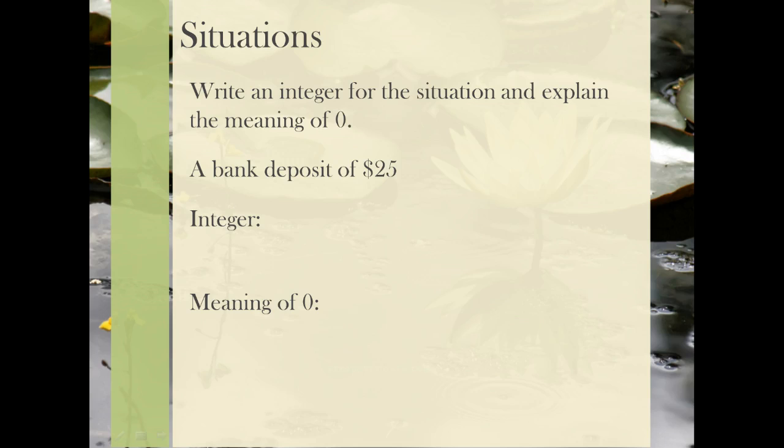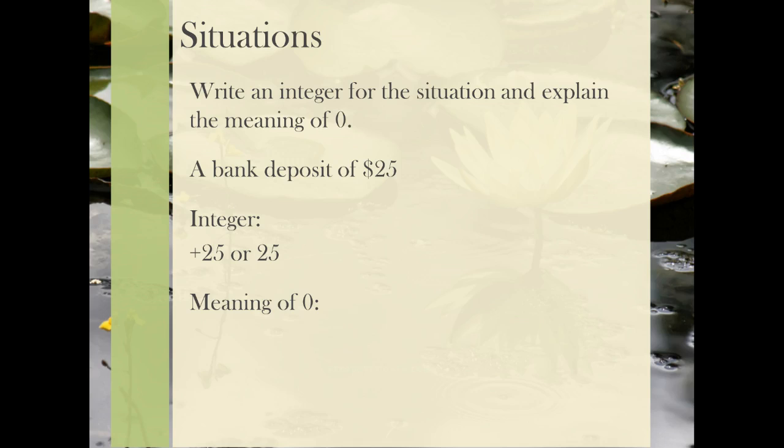Let's say we have a bank deposit of $25. When you deposit money in the bank, you are adding to your bank balance and your bank balance increases. When you withdraw money from the bank, you are subtracting money from your bank balance and your bank balance decreases. Since we are depositing or adding money to our bank balance, this would be represented with a positive integer.